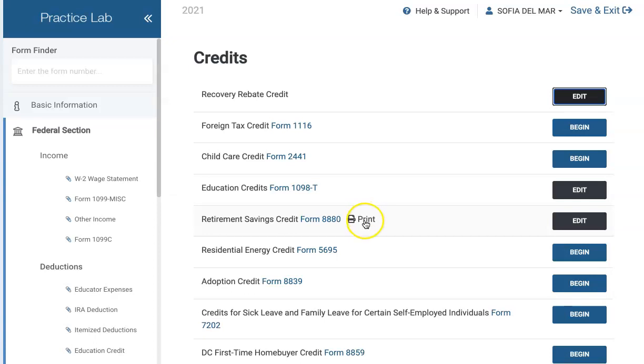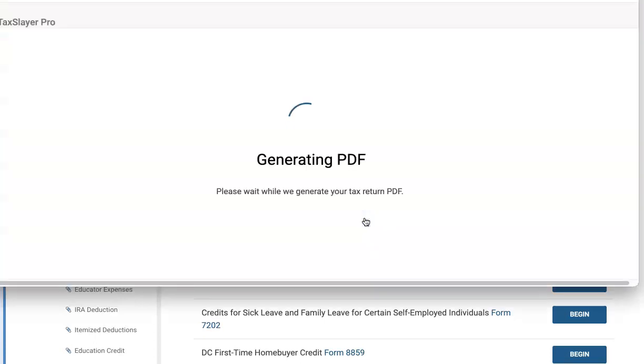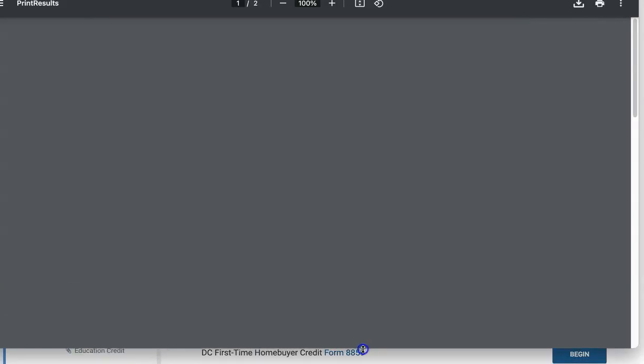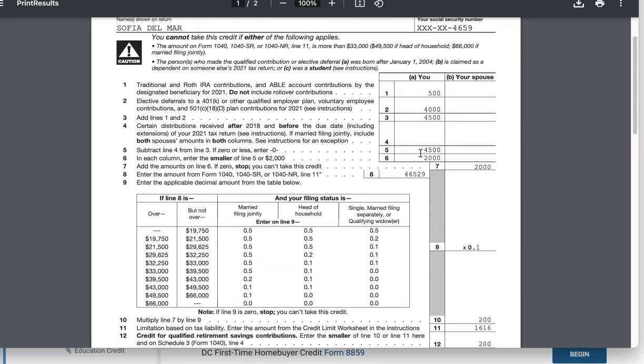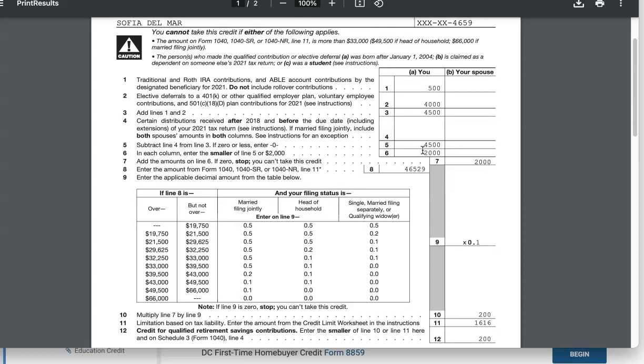particular form. This is one of 10 or so that you can do that. So let's click on that. That generates a PDF of the form. And we can take a look and see there's a bunch of, here's your $500 IRA, here's $4,000. That was done through the W-2 payroll wages.